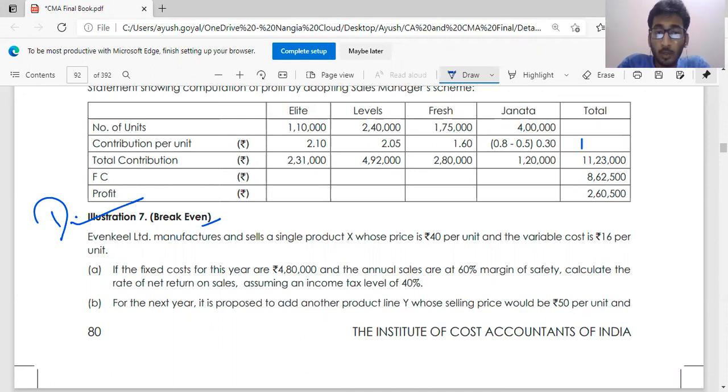Even Keel Limited manufactures and sells a single product X whose price is 40 rupees per unit and variable cost is 16 rupees per unit. Point number A: if the fixed cost for the year is 4,80,000 and annual sales are at 60% margin of safety, calculate the rate of net return on sale, assuming the income tax rate is 40%. So let's start from point number A and solve it first.